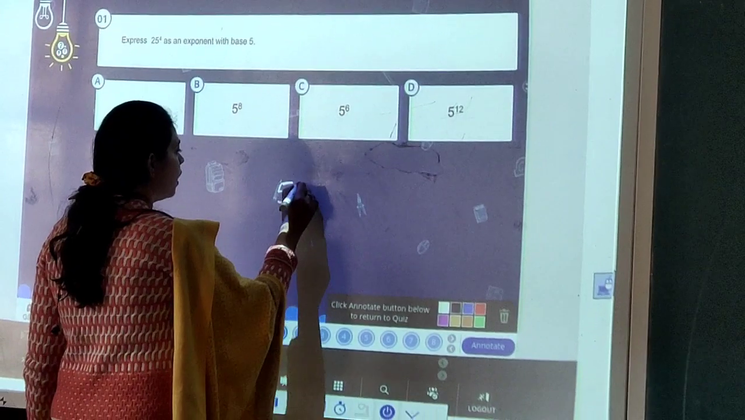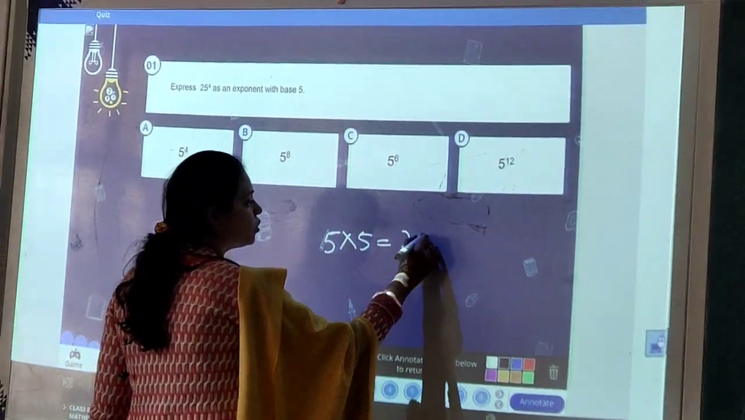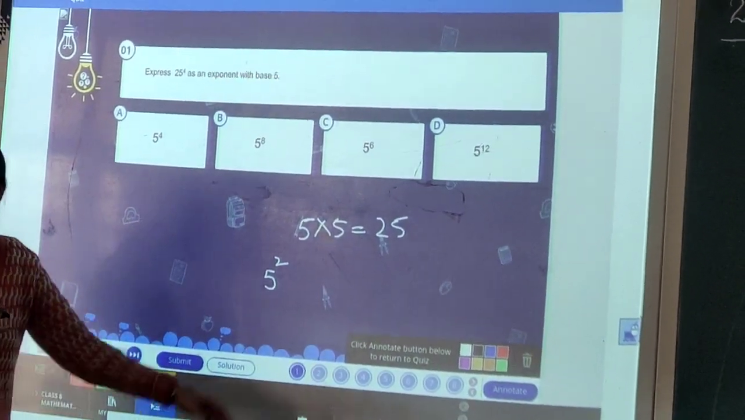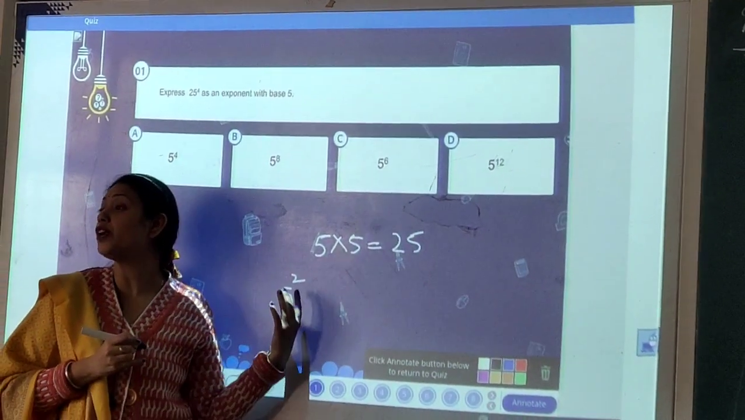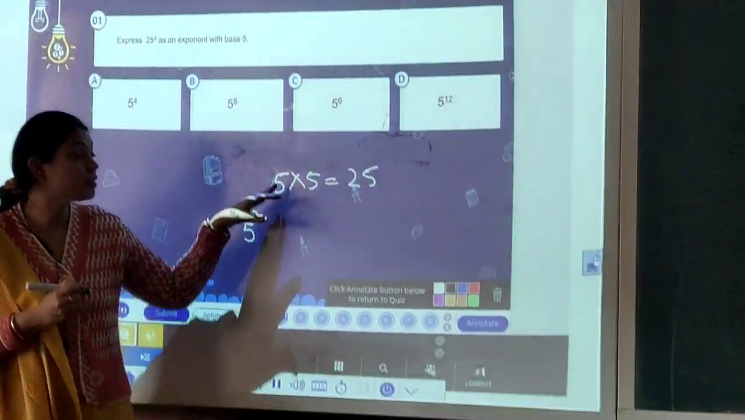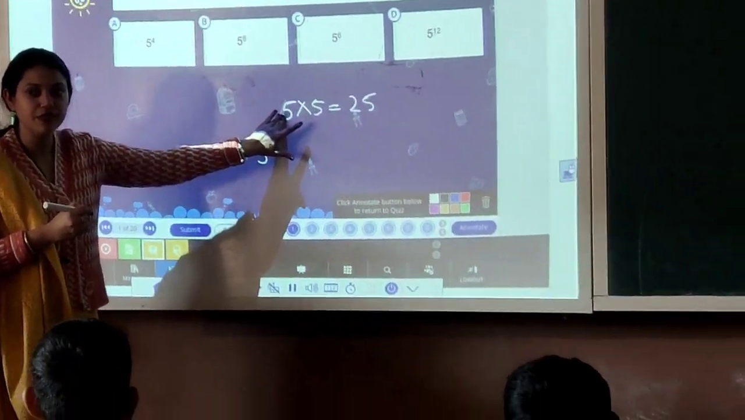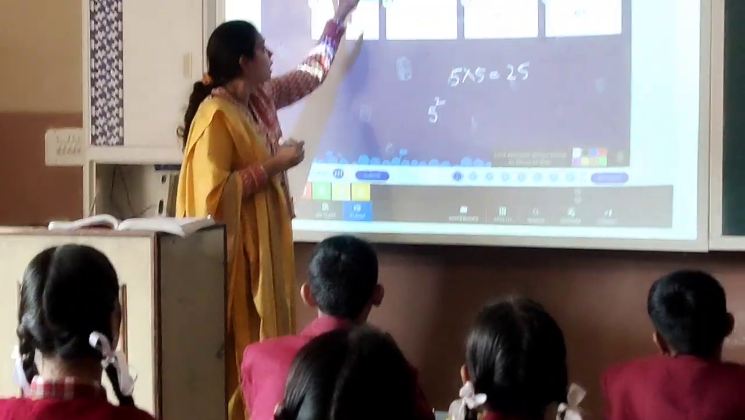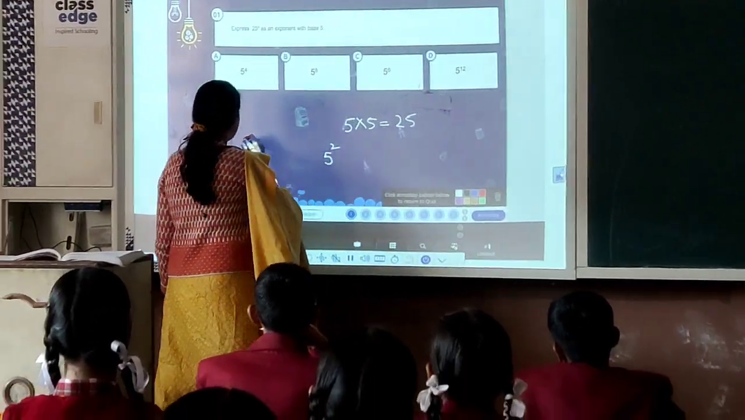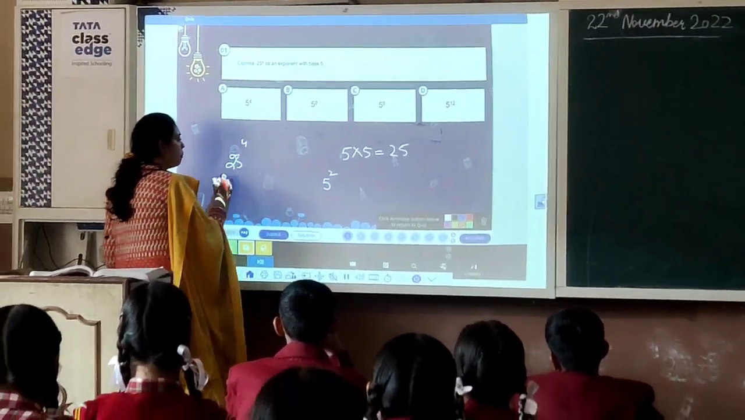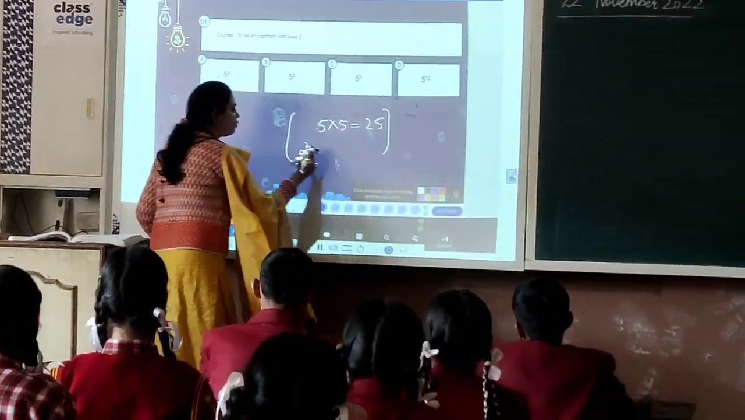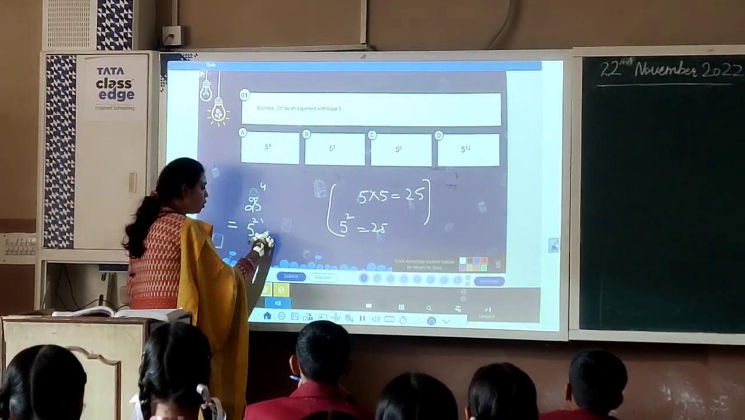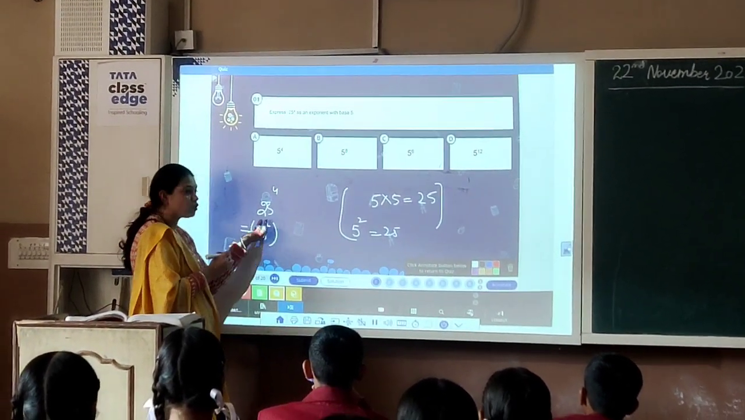5 cross 5 is equal to 25. It becomes 5 squared. So this number we have converted into exponents because it's multiplying itself 2 times. So this is 5 raised to power 2. In the question, what is given? 25 raised to power 4. But 25 can be written as 5 raised to power 2.